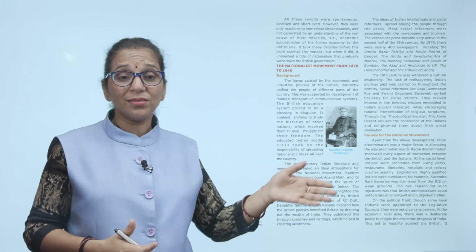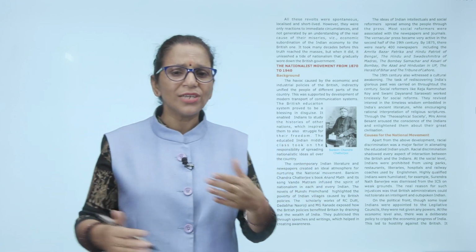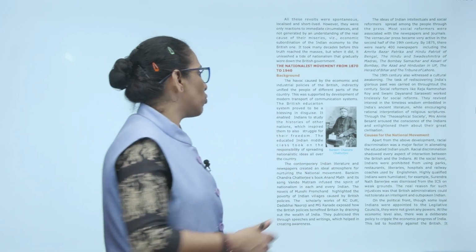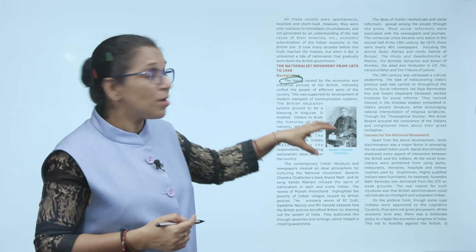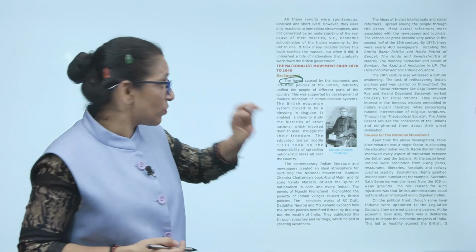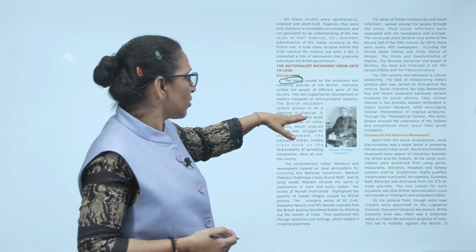Now, after the peasant and tribal revolts, there were many nationalist movements from 1817 to 1940 in India. What was the background of these national movements? The havoc caused by the economic and industrial policies of the Britishers, indirectly, not directly, somewhere unified the Indian people in different parts, because their industrial policy gave a great blow, a great loss to Indian industrialists. Now, the British education system proved to be a blessing in disguise.